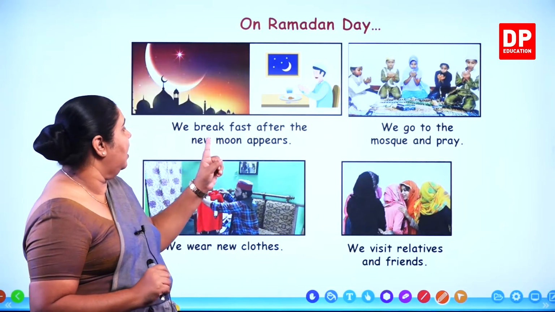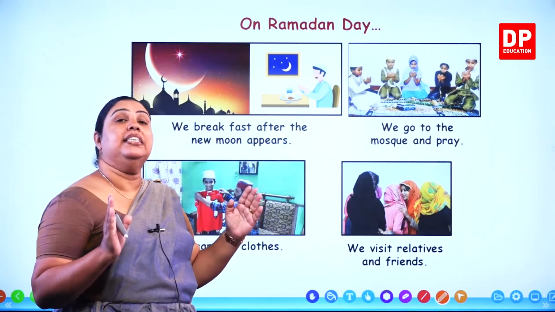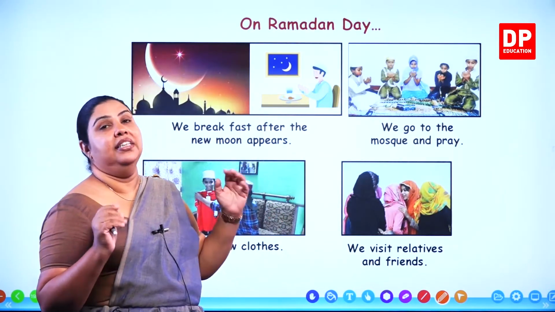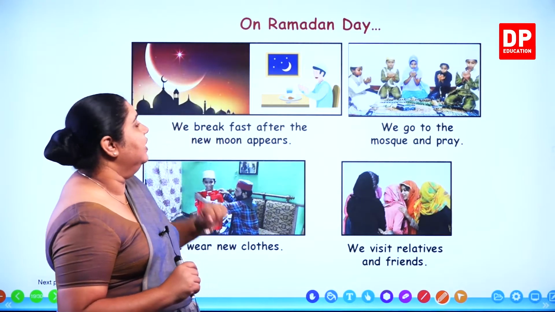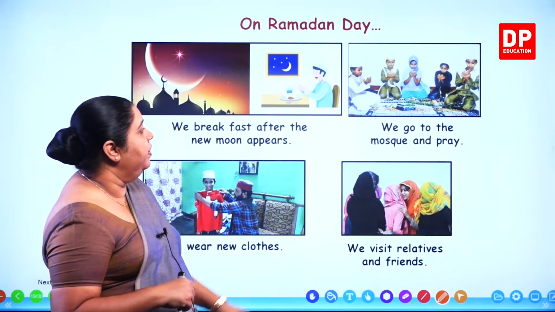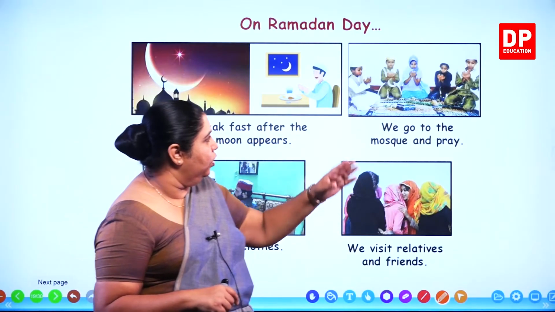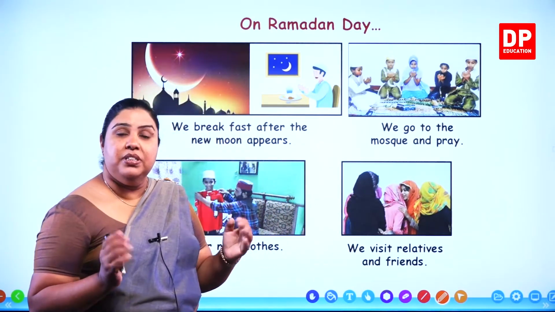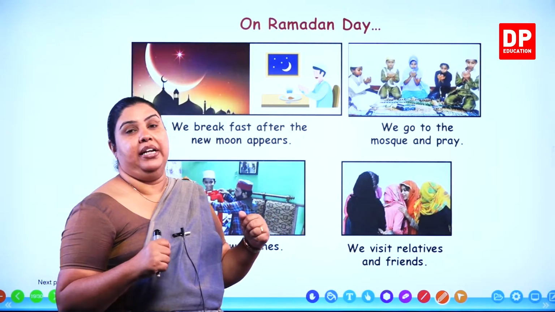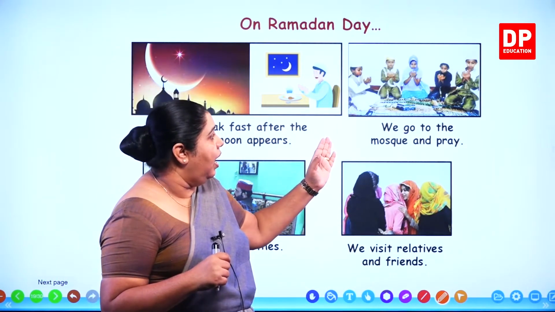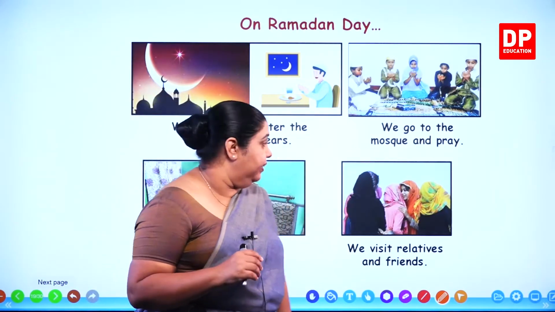We break fast after the new moon appears. That is one of the special things that they do when they start the Ramadan festival, right? So they break fast and then they start taking their food. We go to the mosque and pray. Can you see? They go to the mosque, they do their religious observances, and then they pray. They have to go to the mosque to do that, right? So after they see the new moon, they break fast, then they go to the mosque and they pray.